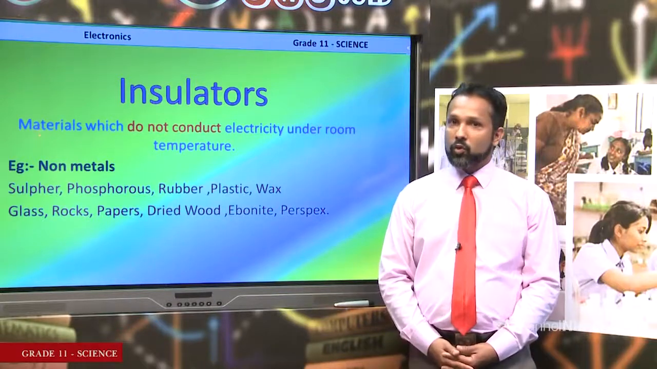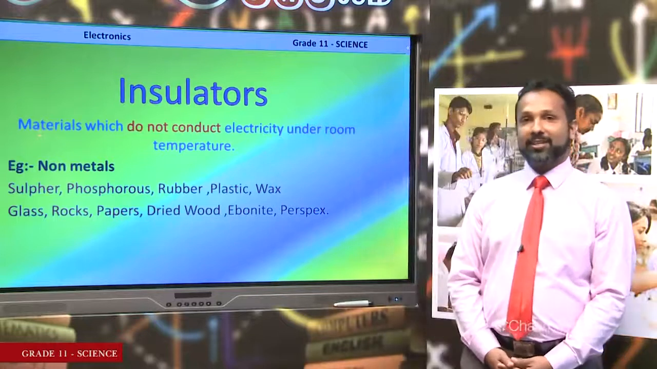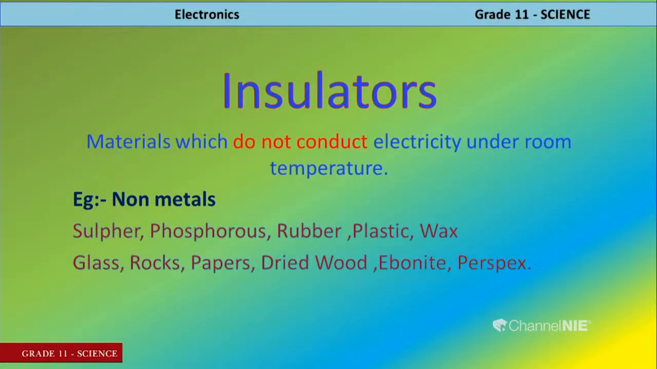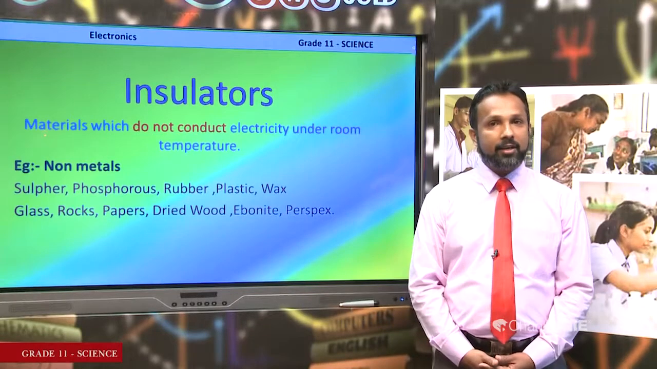Then let's think about insulators. What are called insulators? Have you heard about insulators? Yes, you might have. Materials which do not conduct electricity under room temperature are called insulators. They do not have the ability to conduct electricity through them. As you can see, nonmetals are good examples for insulators. Let's see some examples for nonmetals: sulfur, phosphorus, rubber, plastic, wax, glass, rocks, paper, dried wood, ebonite, perspex are good examples for insulators, or the materials which do not conduct electricity.